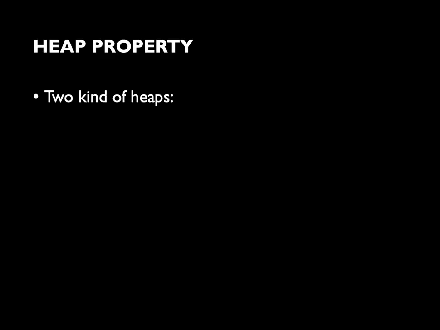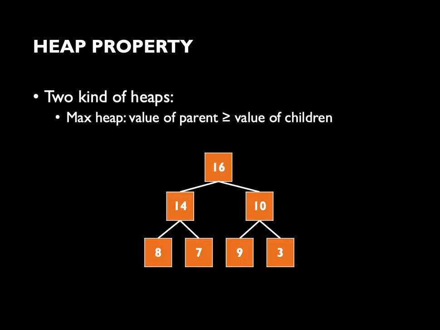There are two kinds of heaps actually. So the first kind of heap is max heap, and min heap is the second kind of heap. In a max heap, the value of the parent is always larger than or equal to the value of its children. So as a result, the largest element in the array is always at the root of the tree. Our earlier example now turns out to be a max heap. Here you can see that 16 is bigger than both 14 and 10. 14 is in turn bigger than both 8 and 7, and so on and so forth.